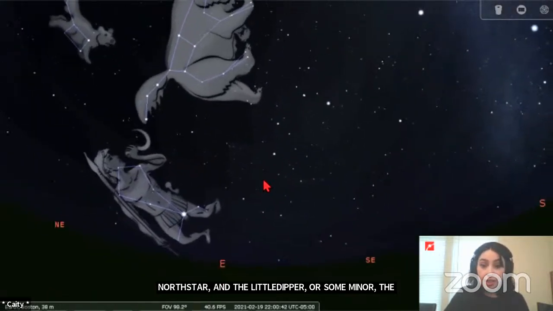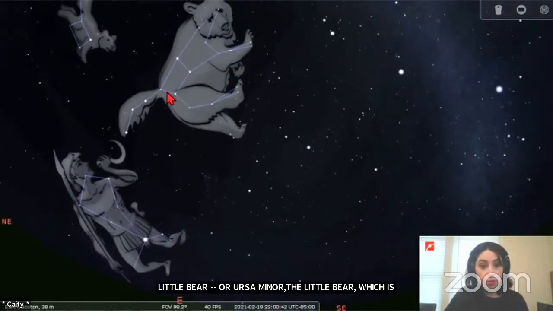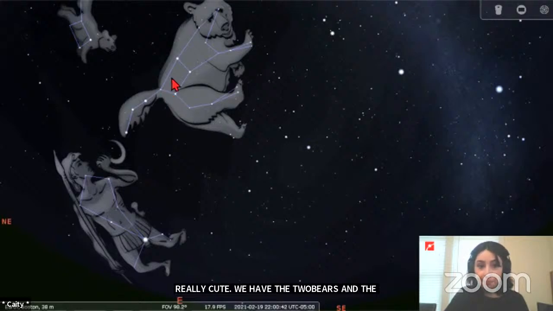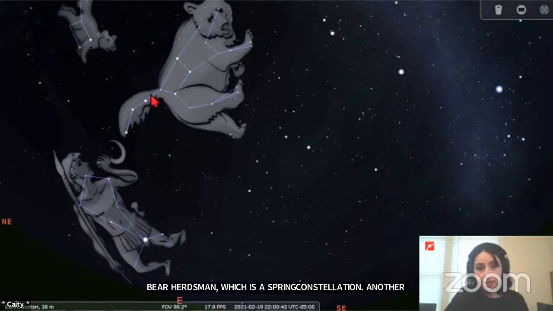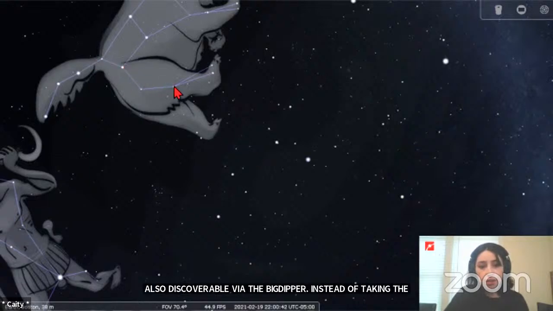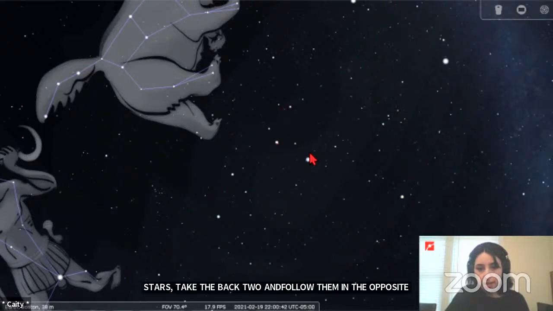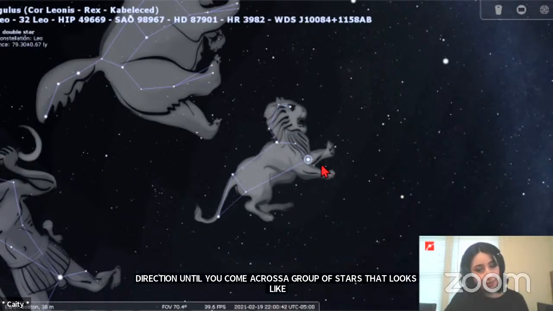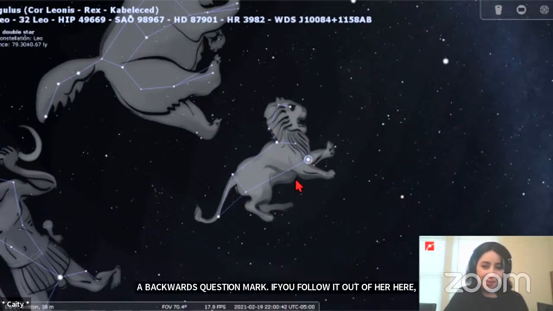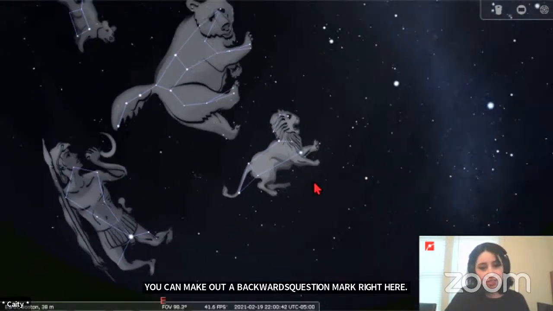And then one other constellation that is pretty indicative of the spring is also discoverable via the Big Dipper. Instead of taking the front two stars, you can take the back two and follow them in the opposite direction until you come upon a group of stars that kind of looks like a backward question mark. So if we follow it right over here, you can kind of make out a backward question mark right here. And this is the constellation Leo the Lion. I could also see it being maybe like a mouse or a coat hanger or something like that. But there it is, nice and big in the sky, another spring constellation.